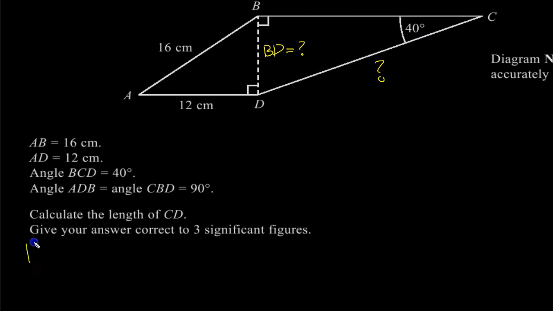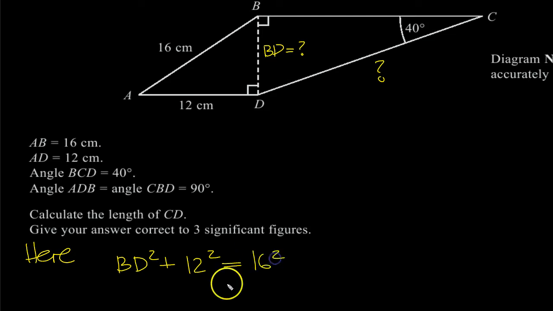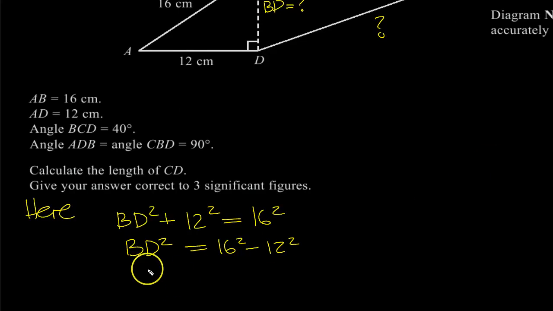So here, 12 squared plus BD squared, it's a right angle triangle, so we use Pythag: this squared plus 12 squared must equal the longest side squared. So BD squared is equal to 16 squared minus 12 squared, and then we can just square root the answer, can't we? So BD is equal to the square root of 16 squared minus 12 squared.